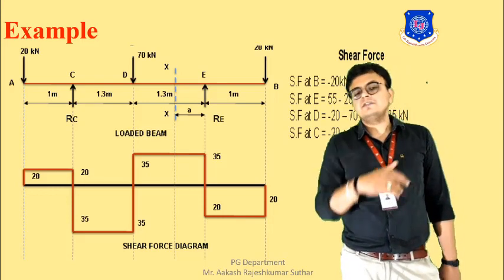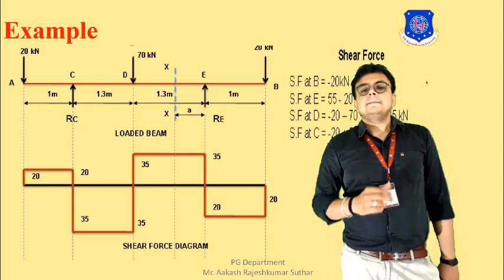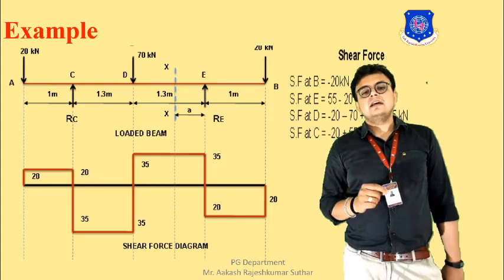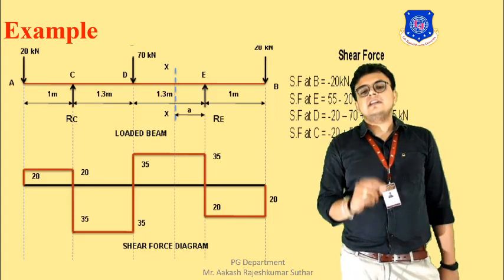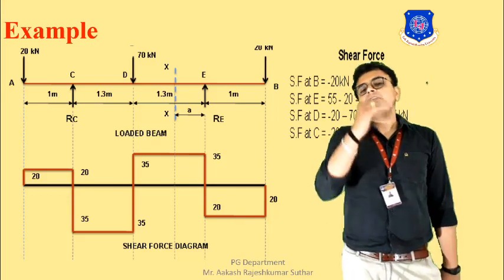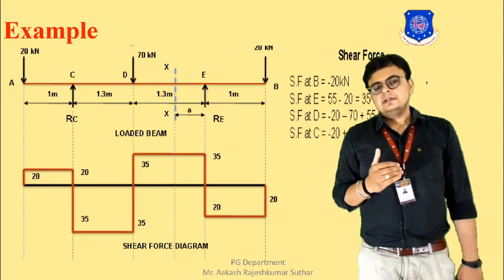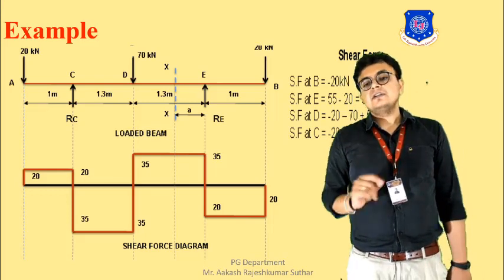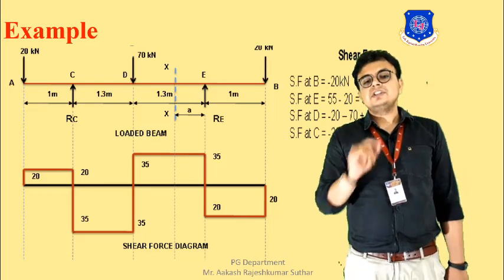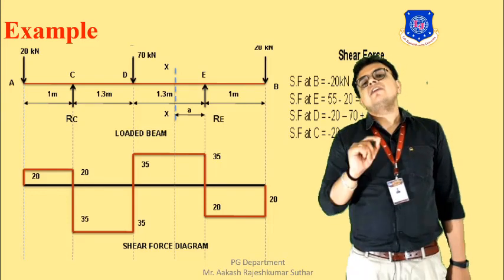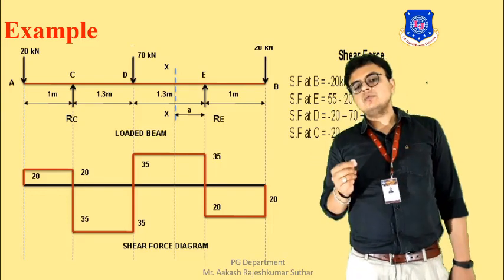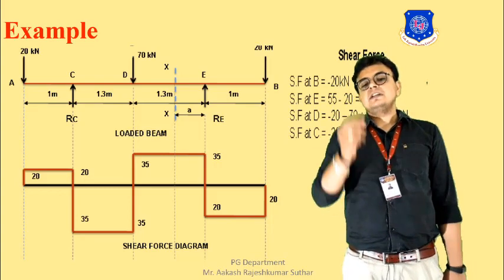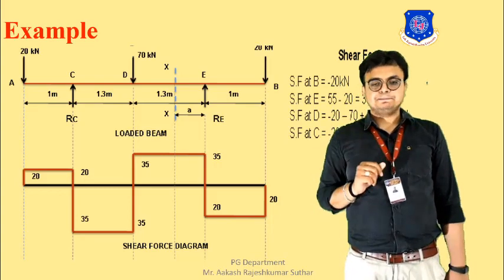So starting from A, we are having the 20 kilonewton in negative direction, so it will be moving towards upward direction above the line. It will be constant till C. At C point, we are having the shear force of 35. So we have to move downwards, and we have to move further about 35 points below the black line.